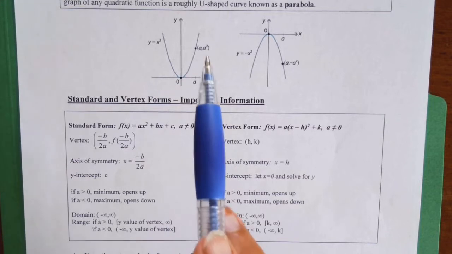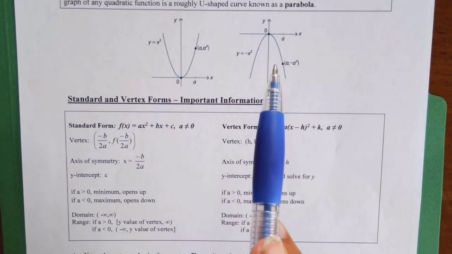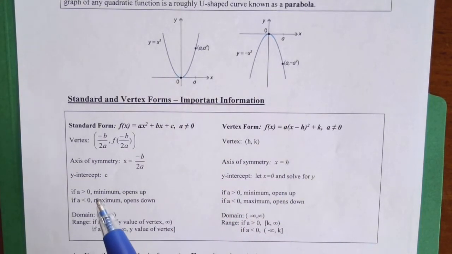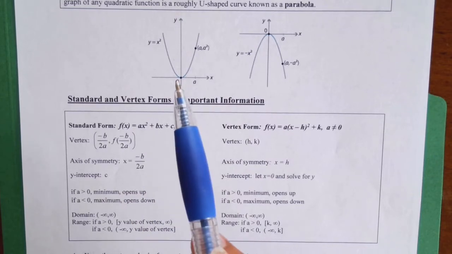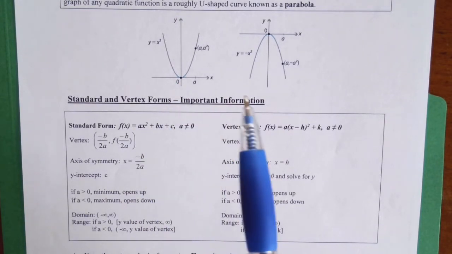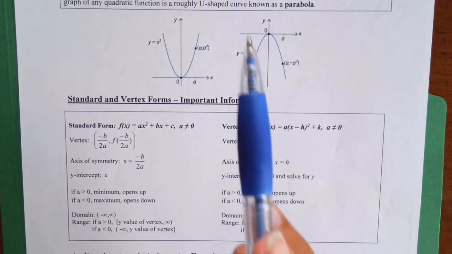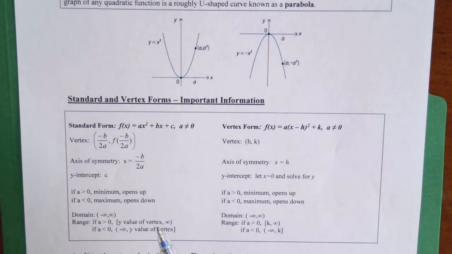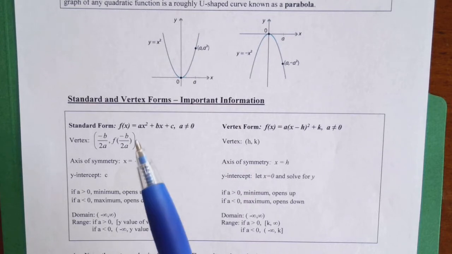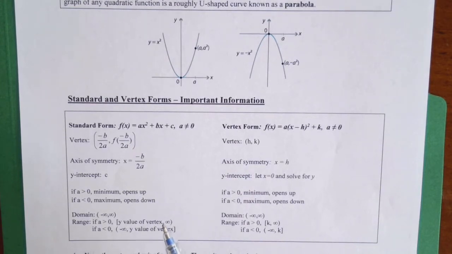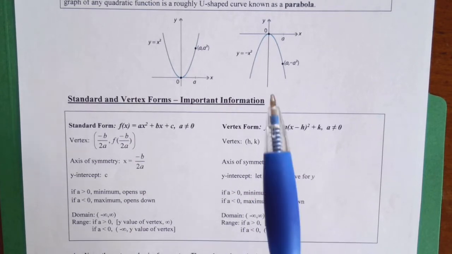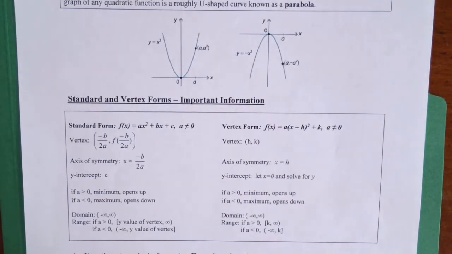And then how you know whether a quadratic opens up or down is based on the value of a. If a is positive, it opens up. If this value here is negative, then it will open down. And then remember, the domain for any quadratic is all real numbers. To know the range, if your parabola opens up, then the range is going to go from the y value of the vertex, this value here, to positive infinity. And if your parabola opens down, it's going to go from negative infinity to the y value.